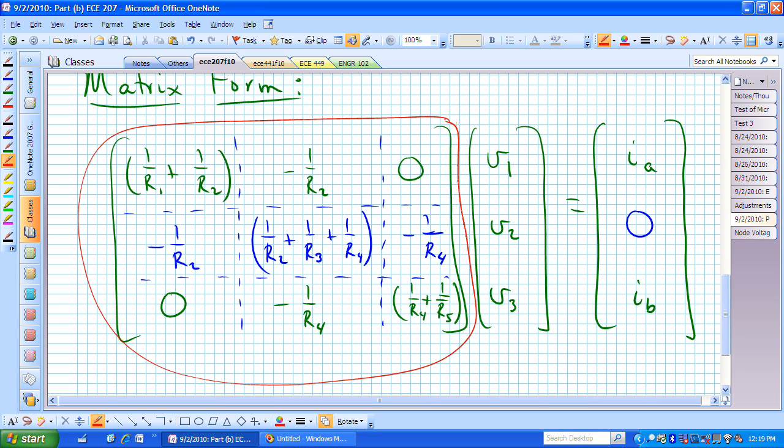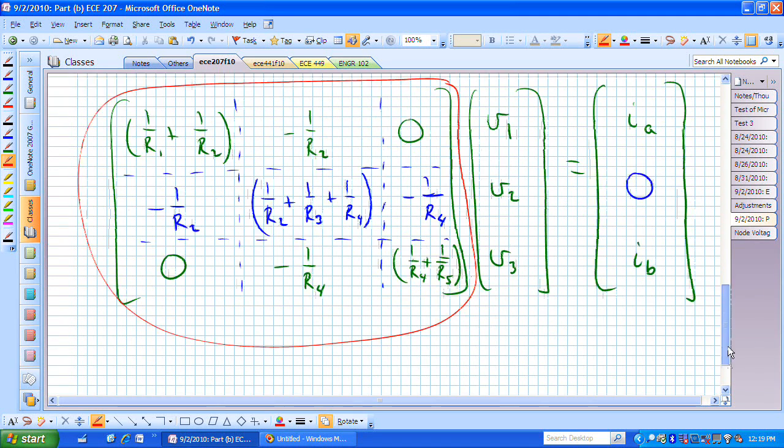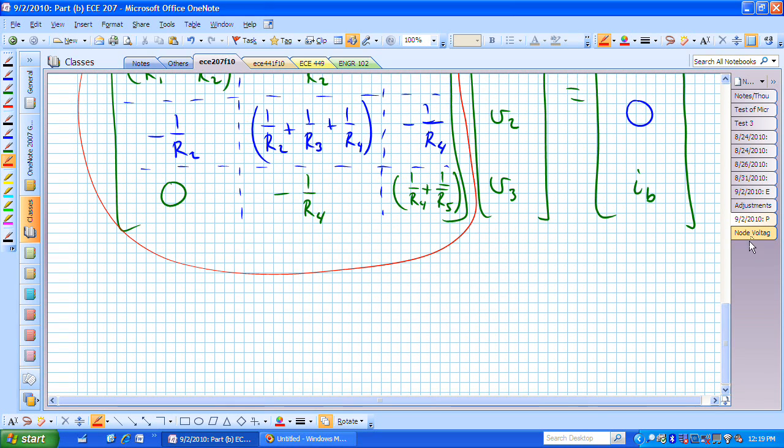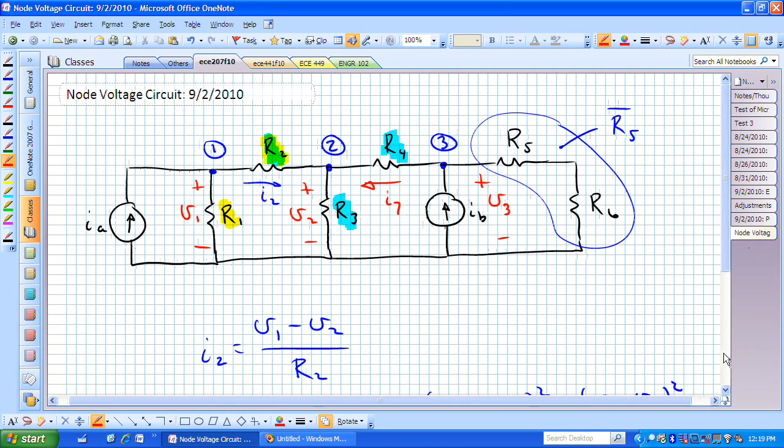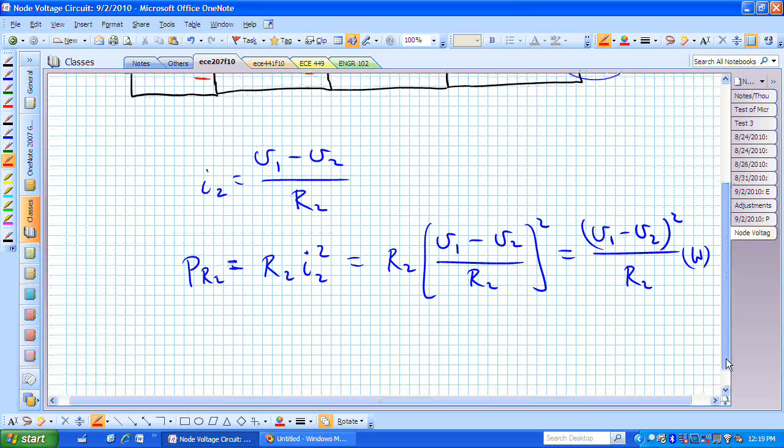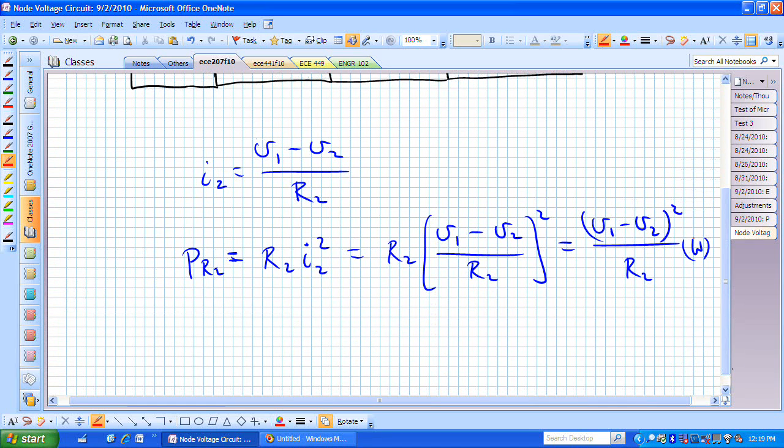we can simply invert that matrix, multiply it on the right by I sub A, I sub B, and we will then determine V sub 1, V sub 2, V sub 3 as voltages. Once we have those voltages determined, then these power equations, if we wanted to find those, we could calculate.